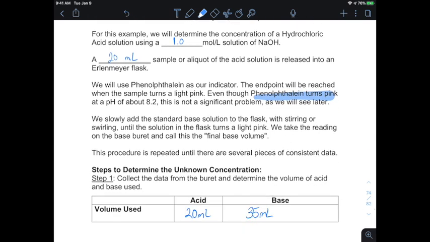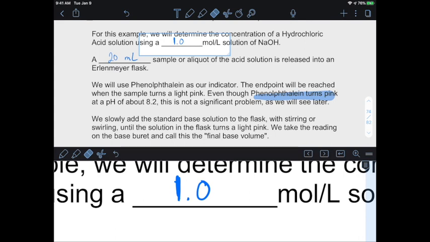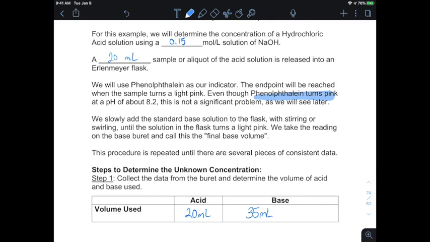All right, so I've made up some numbers here, because normally we would do this in the classroom and we would have a setup in front of us and we would have a solution with a given molarity. I'm actually going to change this molarity because I don't think I would want to work with 1 molar sodium hydroxide if I can help it. So let's just work with 0.15 molar sodium hydroxide, and we're going to take a 20 ml sample of acid.